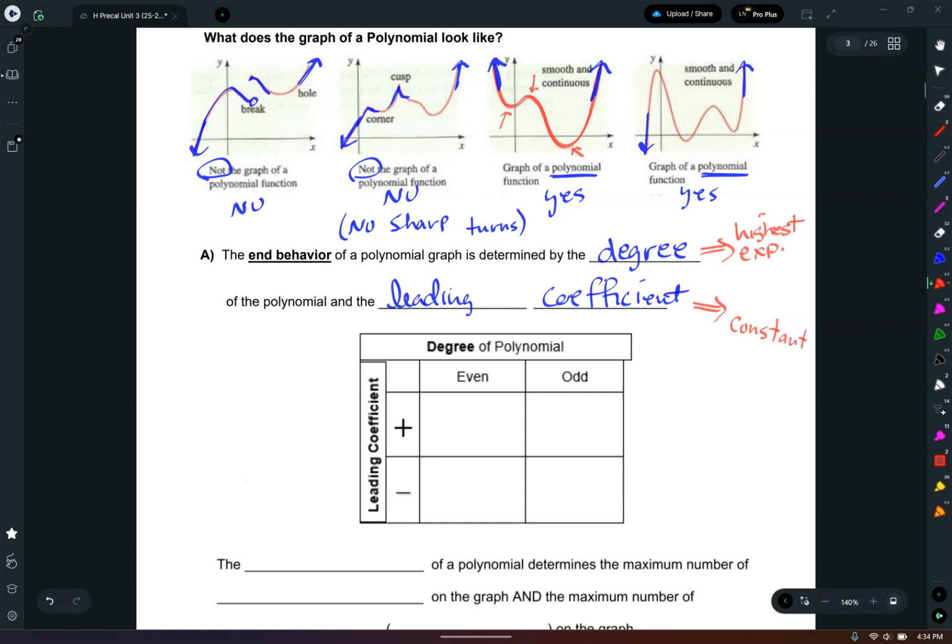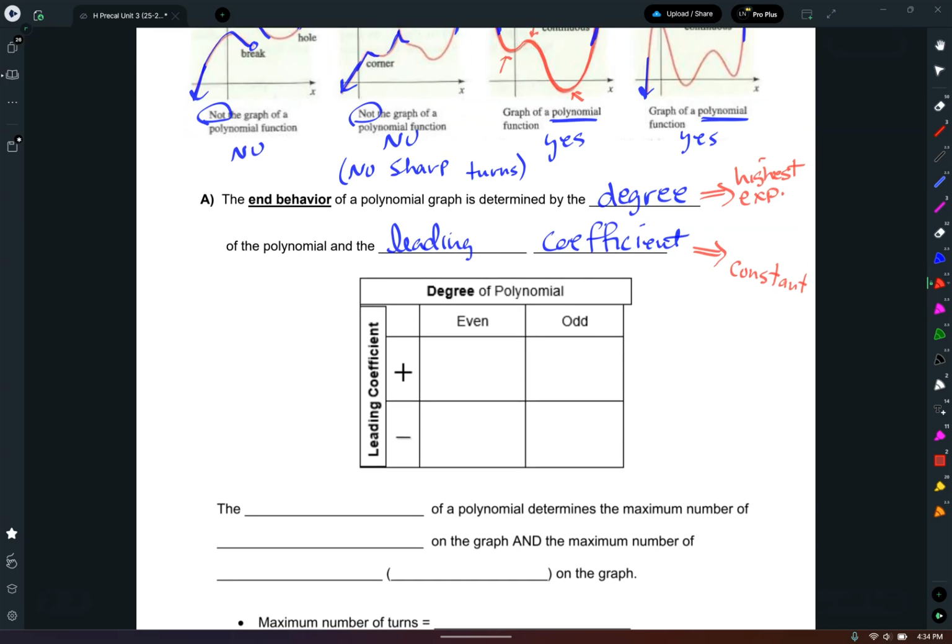So first of all, let's put this together in a little table and we'll do some practice. What we would have learned last year is if the degree, meaning the highest exponent, is even, remember that means the ends are going in the same direction, whereas if the overall degree is odd, that means the ends are going in different directions. More specifically, if the leading coefficient is positive of an even degree, then both ends of the graph are going up.